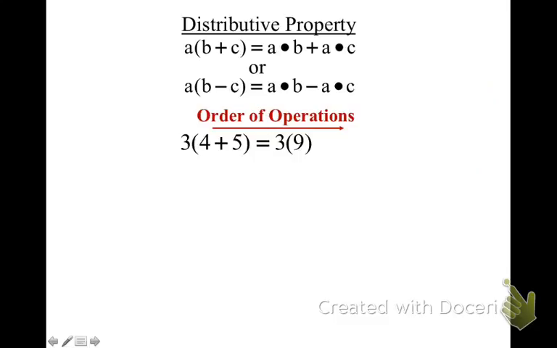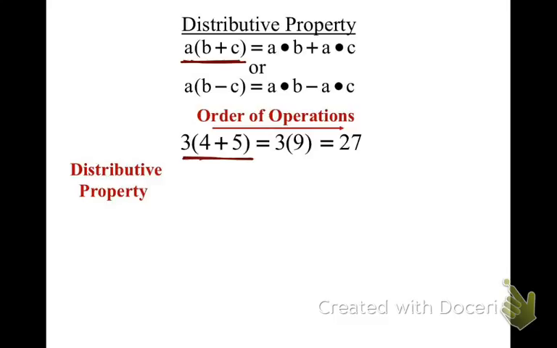Then, what's our next step? It's to multiply. What's 3 times 9? It gives you 27. Now, I'm going to show you the second way. We can also use the distributive property. So how are we going to do this? Well, if you notice, our model of A times the parentheses B plus C is the exact same thing as 3 times the parentheses of 4 plus 5.